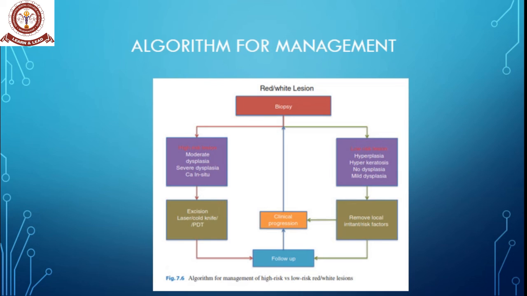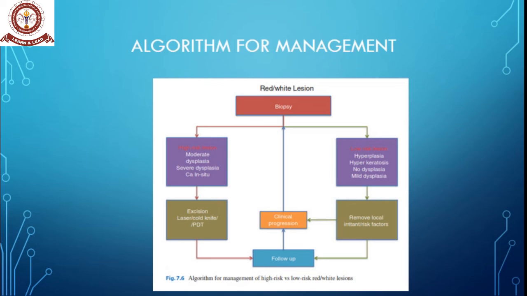In case of a low risk lesion, that is a white patchy lesion which has regressed a little bit but still persists after removal of the source of irritation, or lichen planus, the biopsy can show hyperplasia, hyperkeratosis, and mild or no dysplasia. Then excision is not compulsorily needed. We can remove the local irritant factors and keep the patient under follow-up. In follow-up, if the patient shows any clinical progression, a recurrence or any other change, then we have to do a biopsy again.